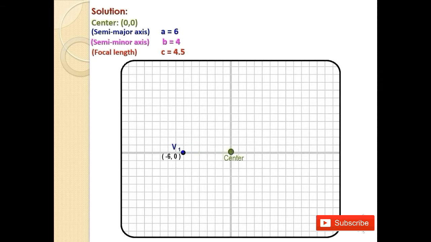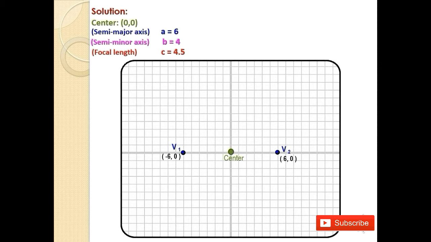Our first vertex, therefore, is at point -6 and 0. Let us locate the other vertex. 1, 2, 3, 4, 5, 6. Our second vertex, therefore, is at point +6 and 0.